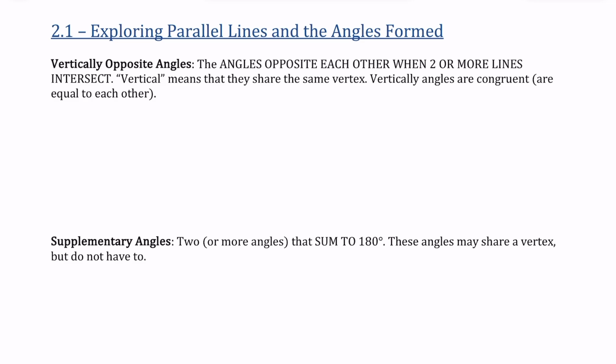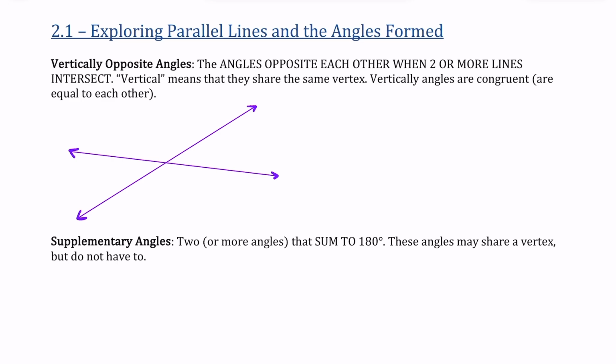Vertically opposite angles are angles that are opposite each other when two or more lines intersect. Vertical, the word vertical is a description word, and it simply means that they share the same vertex. Vertically opposite angles are congruent, which is just a math word of saying that they are equal to each other. So if I'm drawing vertically opposite angles, I need to have two or more lines that intersect. So I'm going to draw two lines. And it doesn't matter how these lines are drawn, I just have to make sure that they intersect.